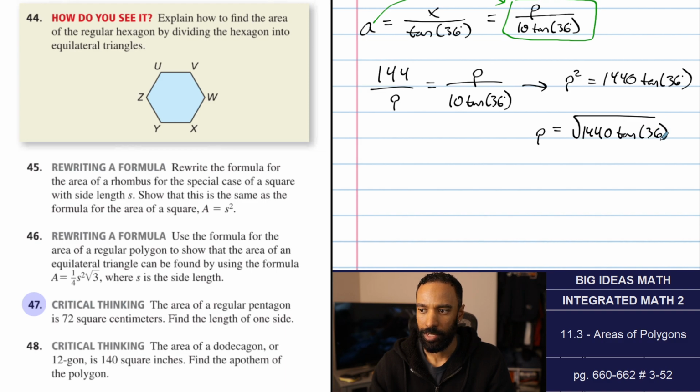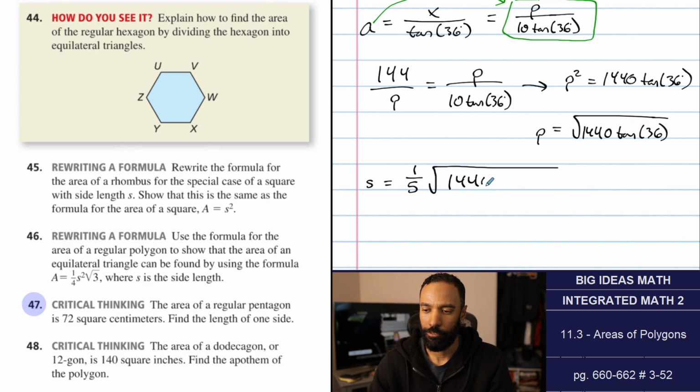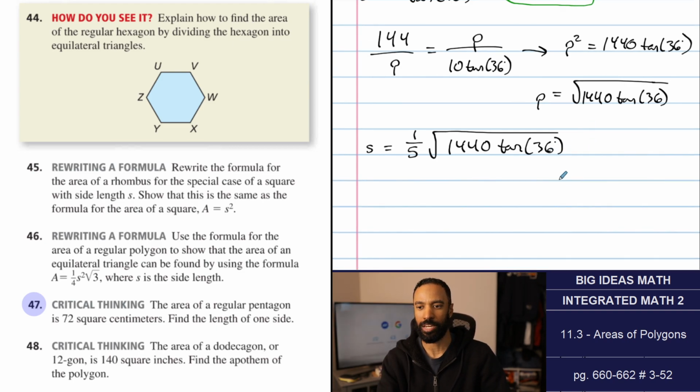And here's the thing, I don't want to round that early either. A side length, S, I'm trying to make an S and not make it look like a 5. S is going to be 1/5 of that, right? S is 1/5, see the difference? 1/5 of the square root of 1440 times tangent of 36, because perimeter is 5 times any one side.